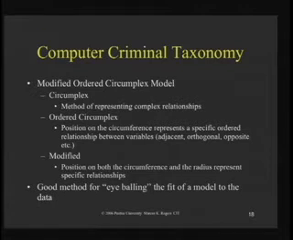You have the modified version, where the X and the Y now mean something completely different, depending upon what characteristics you have mapped to those. It's also a very good method for eyeballing the fit of a model, because that's what we're dealing with now. We're trying to develop a model that has some investigative utility. One way to develop a good model is to eyeball it. You look at it. Does this make sense? Have I got gaps? Have I got holes? Have I got everybody clustered over here and nobody in these other quadrants?